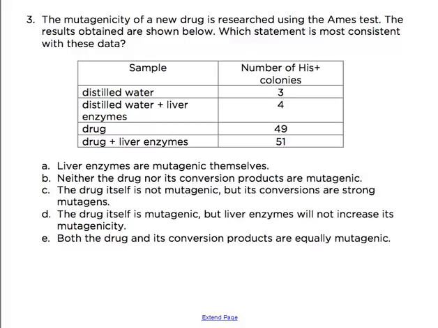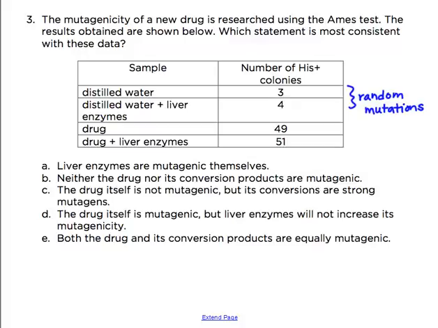They had distilled water and distilled water plus liver enzymes, and these are the 2 controls, and then they had the drug and the drug plus liver enzymes. In the 2 controls that included water, you do see a few His plus revertant colonies, but we're going to say that those are just random mutations, because water isn't a mutagen, so that's how we know that those are random. So let's look at each statement.